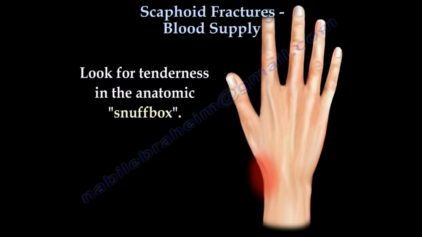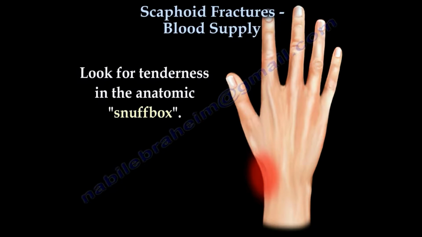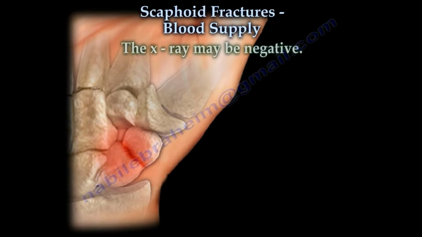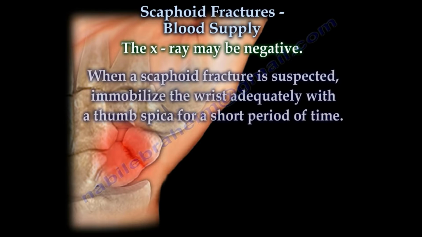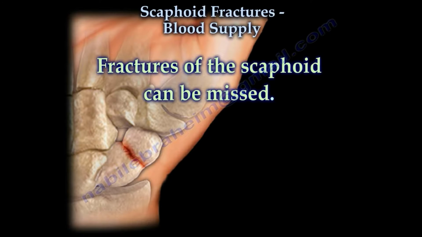Look for tenderness in the anatomic snuff box. The X-ray may be negative. When a scaphoid fracture is suspected, immobilize the wrist adequately with a thumb spica for a short period of time. However, fractures of the scaphoid can be missed.